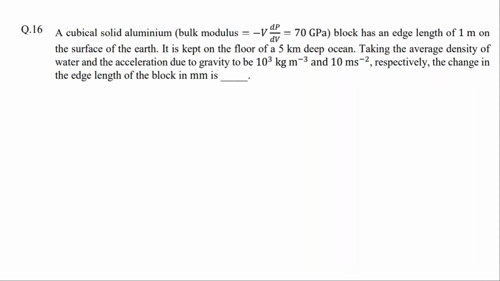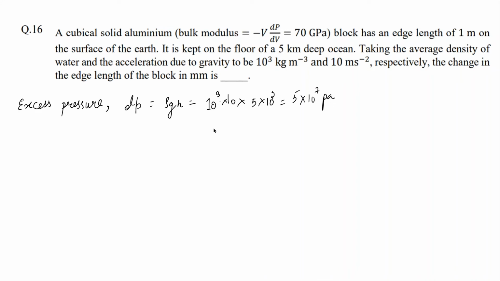So what we are gonna do is this, we'll start from there. The excess pressure, let us say that is dP, can be written as rho gh. So we have rho as 10 raised to the power 3, g is 10, and h is 5 into 10 raised to the power 3. So this is 5 into 10 raised to the power 7 Pascal.